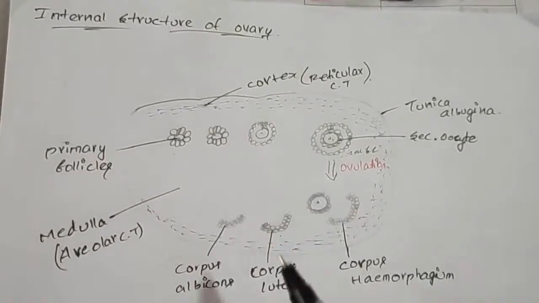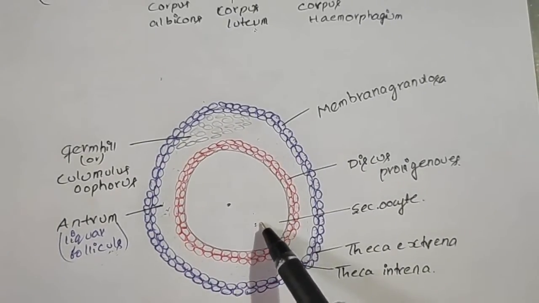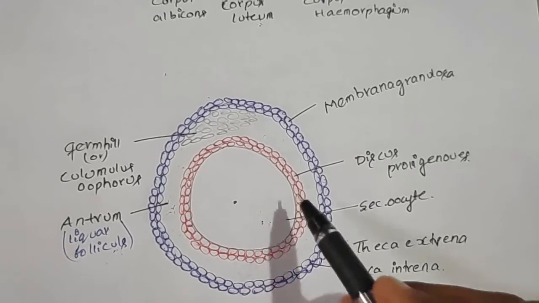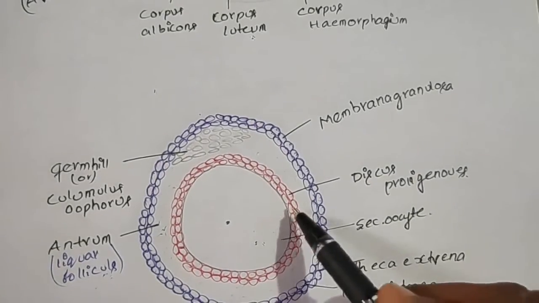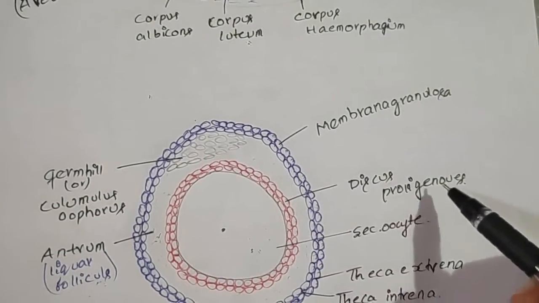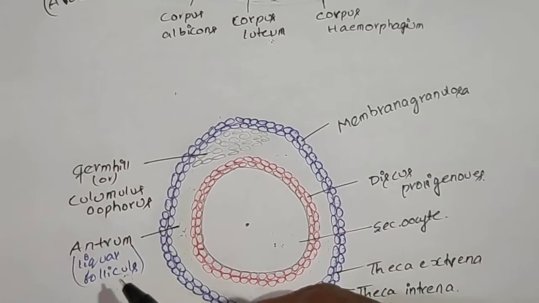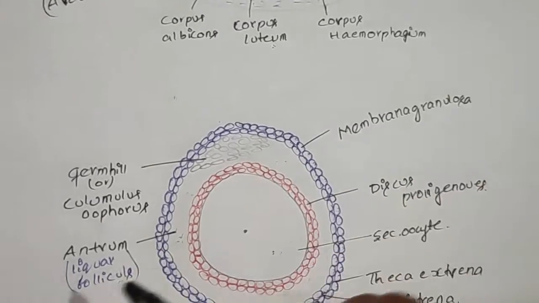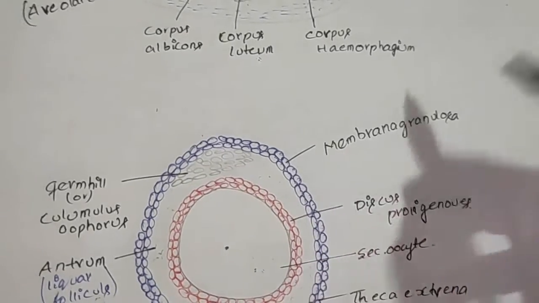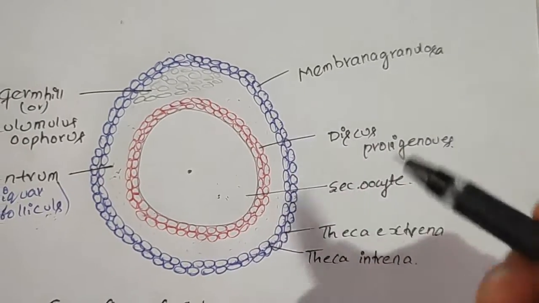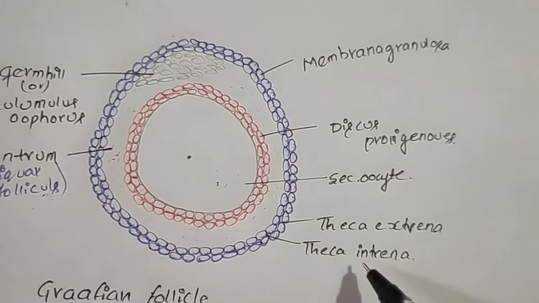This is the internal structure of the ovary, and this is the structure of the Graafian follicle. The cell inside the Graafian follicle is the secondary oocyte. After ovulation, this cell is released and known as the egg. Covering the secondary oocyte is the discus proligerus, and next to this is the fluid-filled cavity known as the antrum, containing the liquor folliculi. Next to this cavity is the membrana granulosa, which has two more layers: the outer layer, the theca externa, and the inner layer, the theca interna.